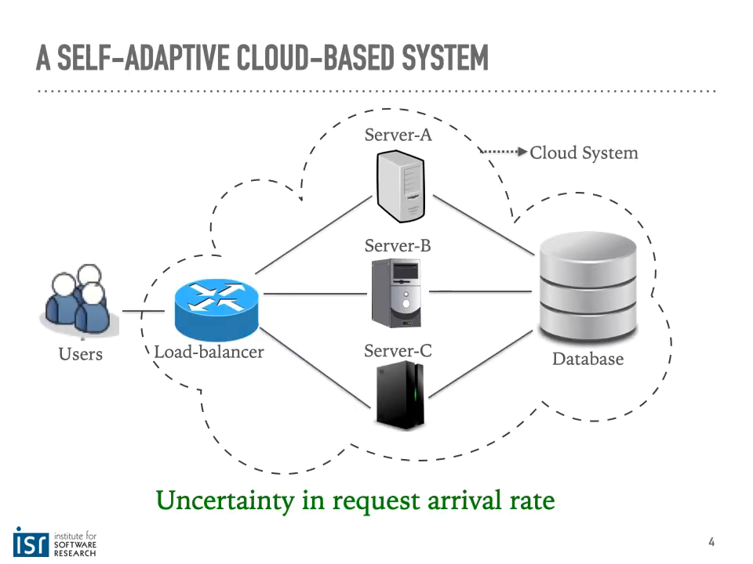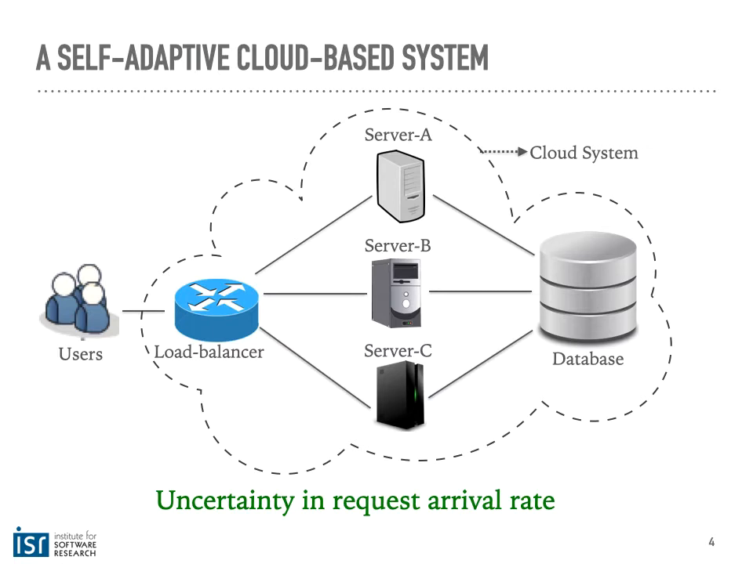Here is a system inspired by Netflix that I will use throughout the talk as an example to explain concepts. Also, this system is one of the systems used for evaluating the ideas proposed in this paper. In this cloud-based self-adaptive system, users send requests to the load balancer. The request arrival rate depends on users, therefore varies in an uncertain manner, leading to variance in the system's workload.